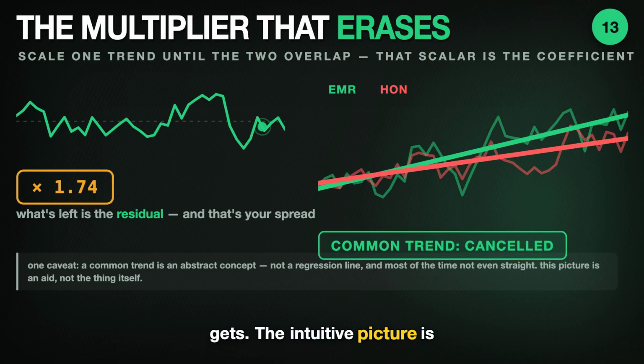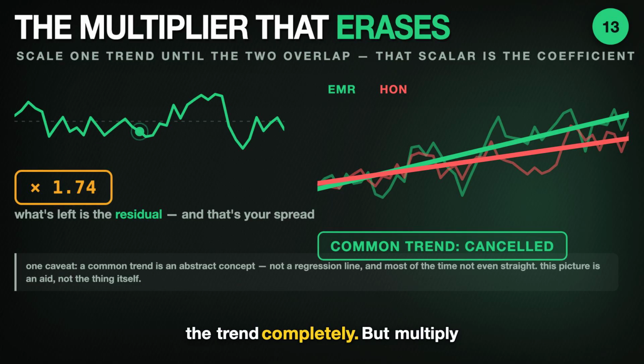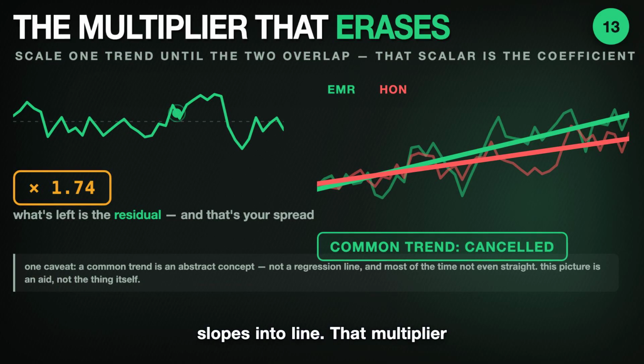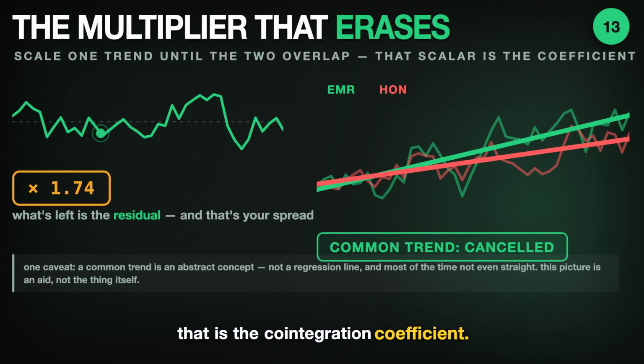The intuitive picture is this. Overlay the two prices. The trends are similar, but they don't match exactly. So a one-to-one hedge won't remove the trend completely, but multiply the slope of one trend line by some number, and you can bring the two slopes into line. That multiplier is the hedge ratio, and that is the cointegration coefficient.